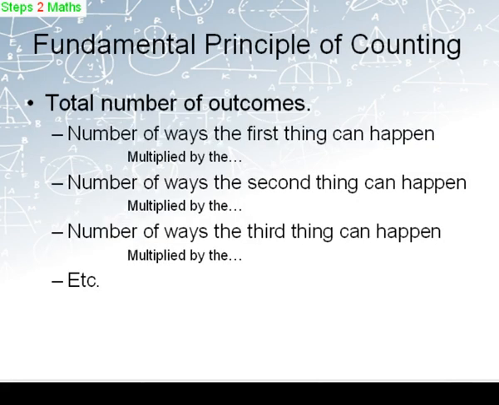As we saw when we threw 2 coins, we had 4 possible outcomes. And in general, we have something called the fundamental principle of counting. This is going to be our exercise today, to count the number of possible outcomes for something that can happen. And that is the number of ways the first thing can happen, multiplied by the number of ways the second thing can happen, multiplied by the number of ways the third thing can happen, and so forth.